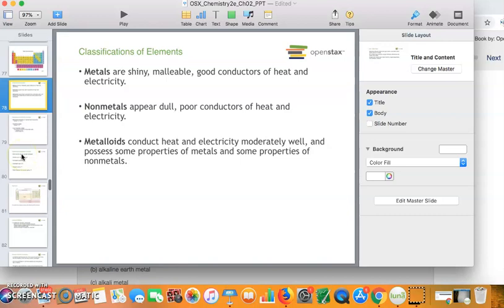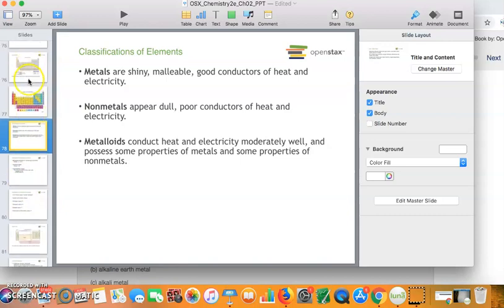Another thing we can look at here are the 3 different types of elements on the periodic table. Those types are the metals. They're shiny. We know what shiny means. Malleable means that you're able to hammer the metal into a thin sheet. They are good conductors of heat and electricity. We know that we use copper or gold or platinum for wire. Why? Because metals are good conductors of electricity. They also are good conductors of heat. That's why we use metals for making pots and pans.